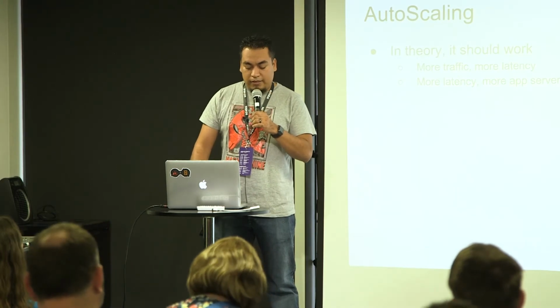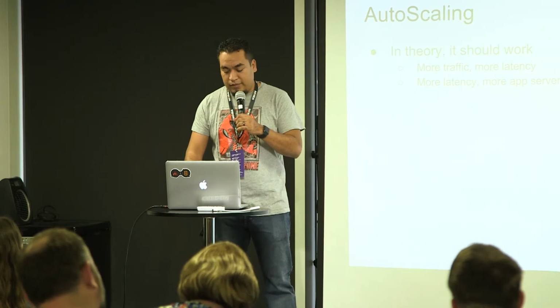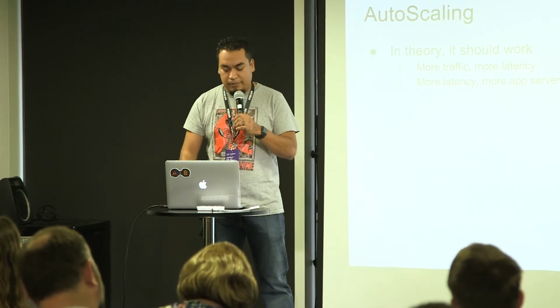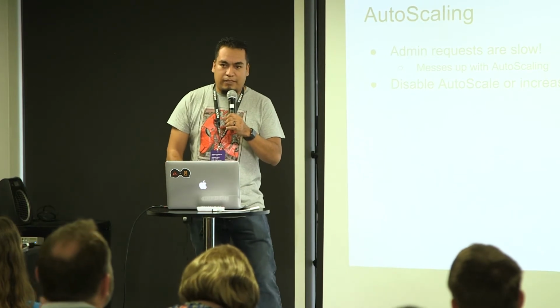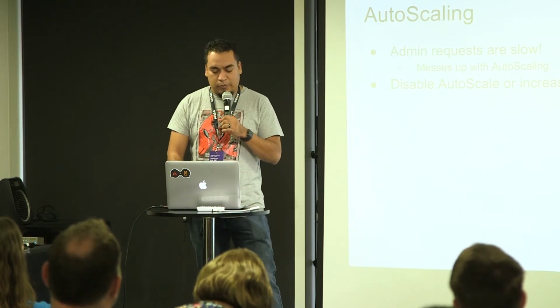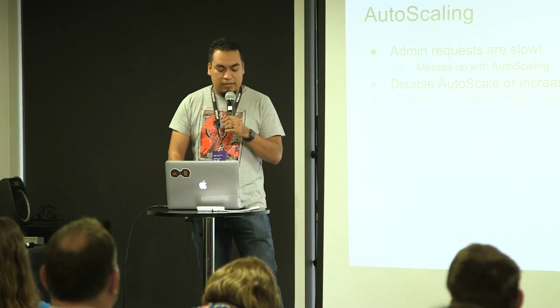So the auto scaling in theory should work. More traffic, more latency, so more latency, more app servers, right? But the admin requests are slow. By nature, the admin requests are slow, so we had either to disable the autoscale or increase the latency thresholds.